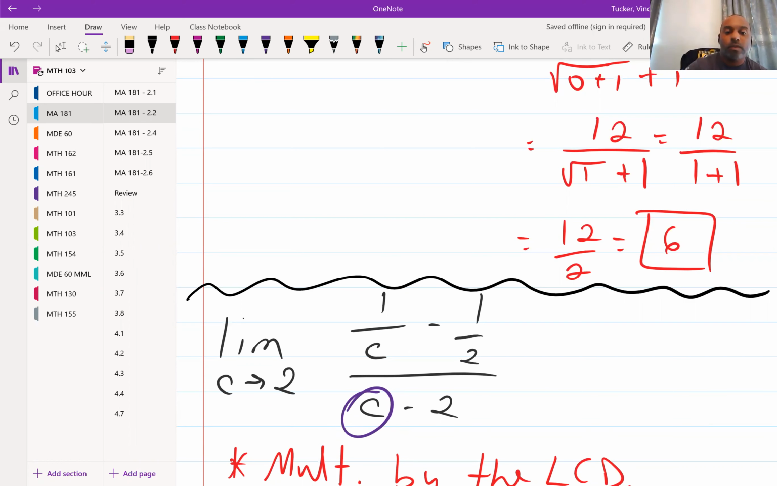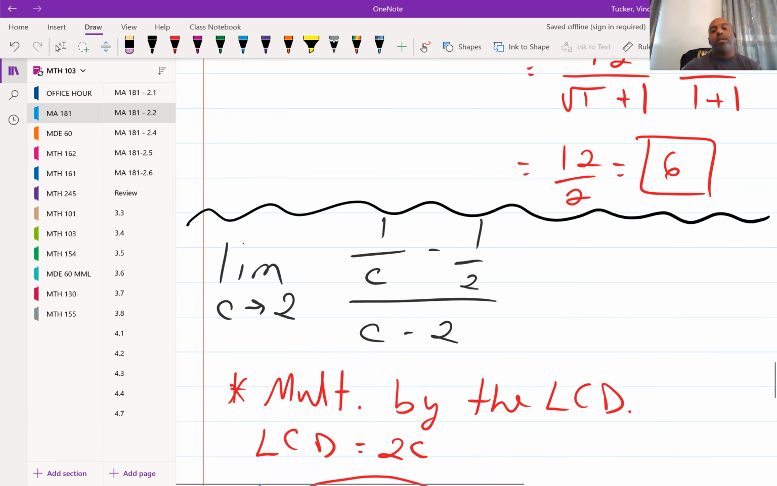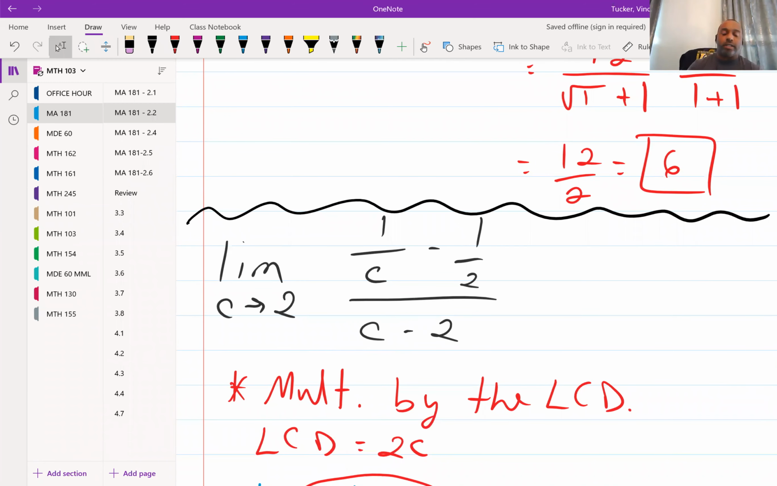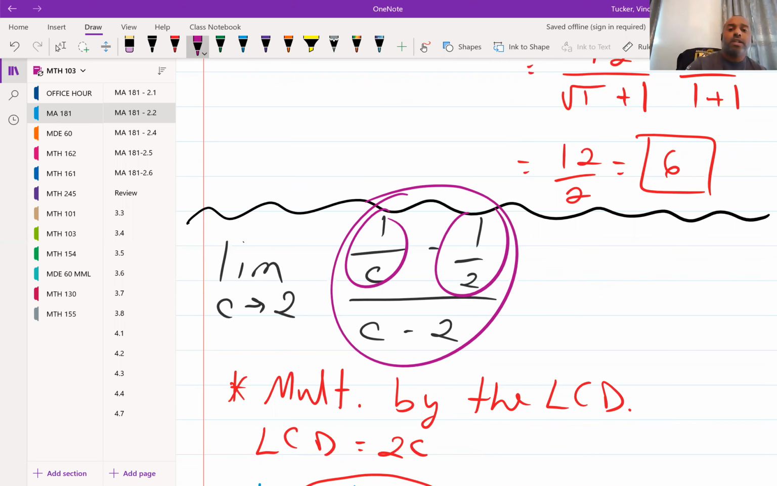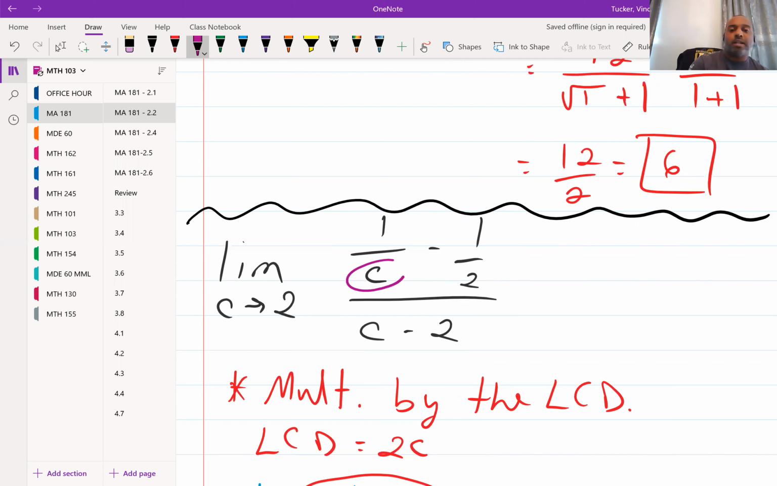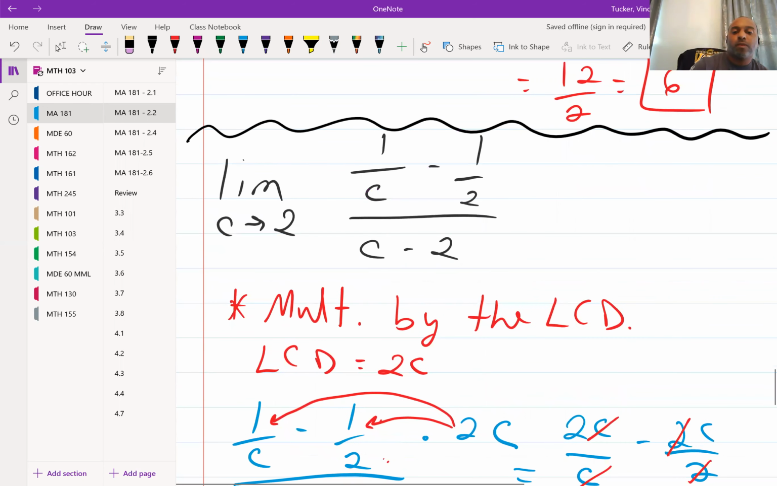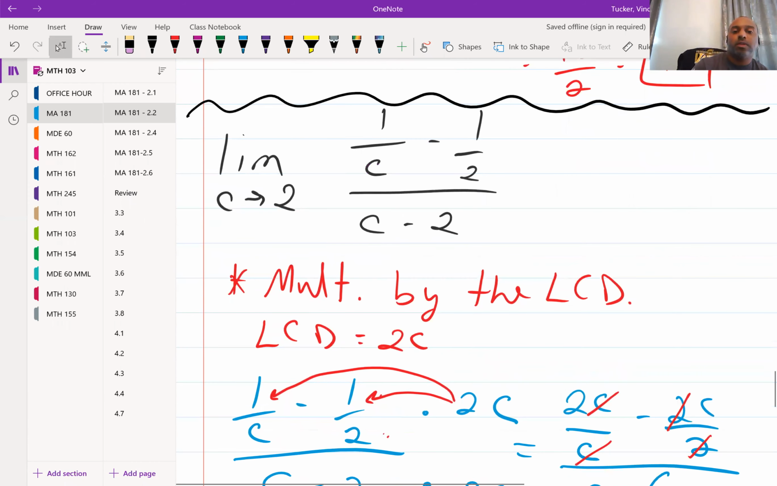All right, so what we're going to shoot for is to at least eliminate the fact that we have multiple fractions going on. So we have a fraction here, and then the whole thing is a fraction, so it's considered a complex fraction. So what I'm going to do is multiply each numerator by the LCD, which is 2c. So we just had a 2 and a c, so we multiply each numerator by the 2 and c.